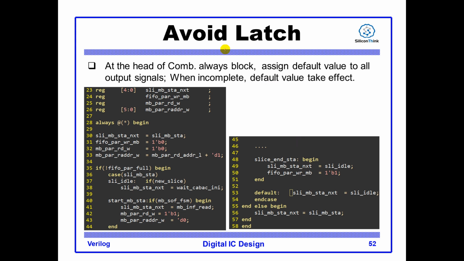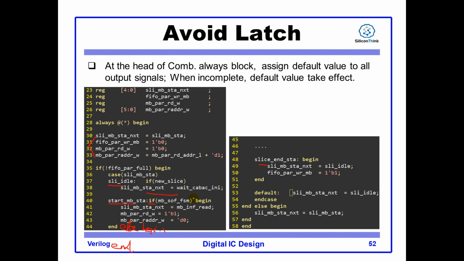So how to avoid latches? If you have some complex code with many case match items, and you have to describe many output signals, it will be complex to code if you have to write every output signal in every if statement, and you have to write the else branch paired with the if branch. So this will cause a lot of coding effort.